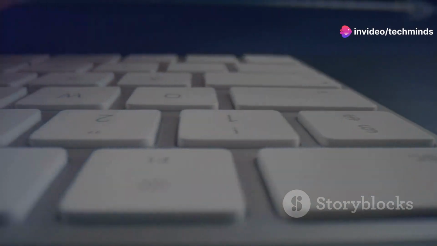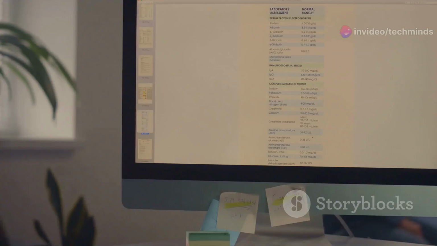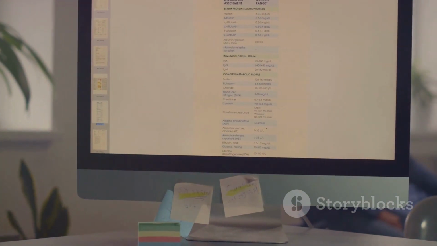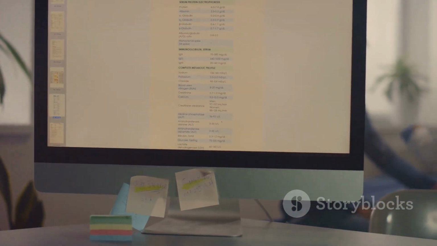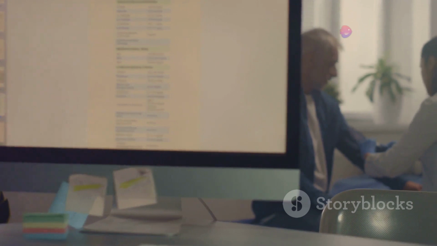Section 4. Importance of queues in technology. Queues play a crucial role in various technological domains. In operating systems, queues manage tasks, processes, and resource allocation. For instance, when you open multiple applications, the operating system uses queues to schedule and execute them efficiently.